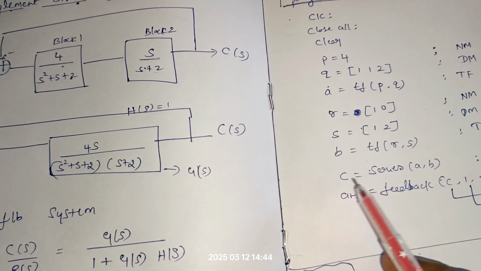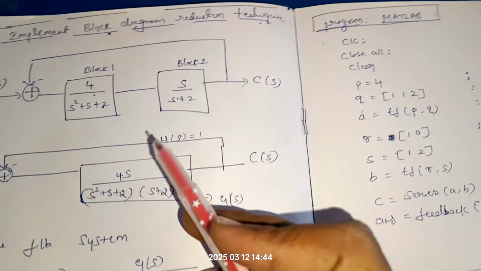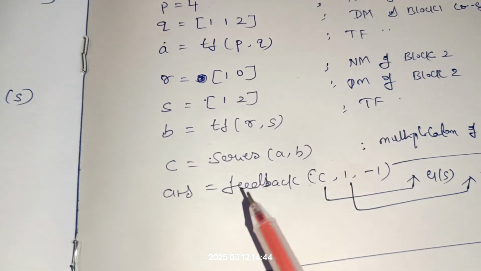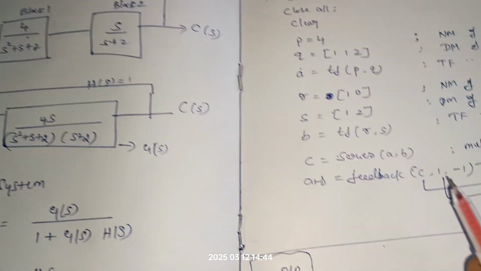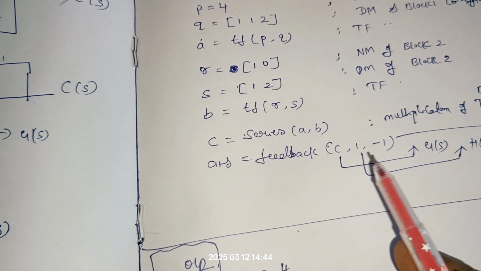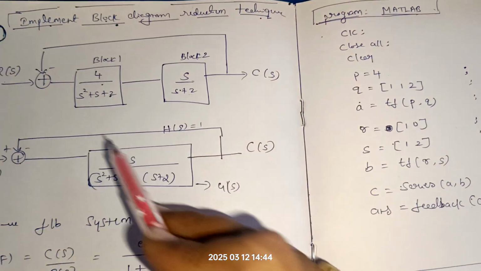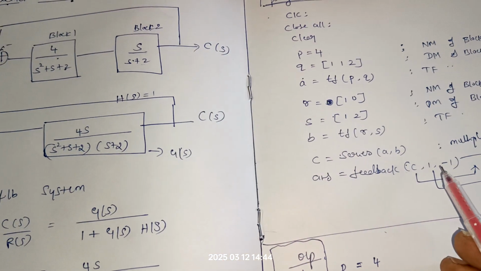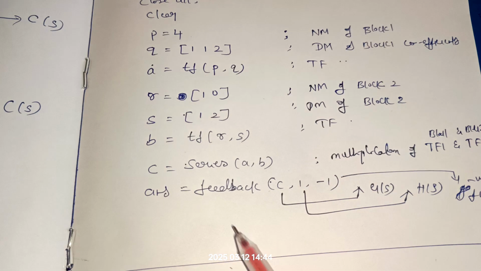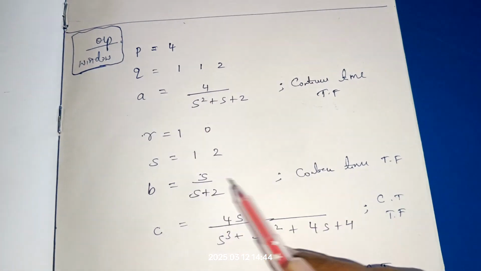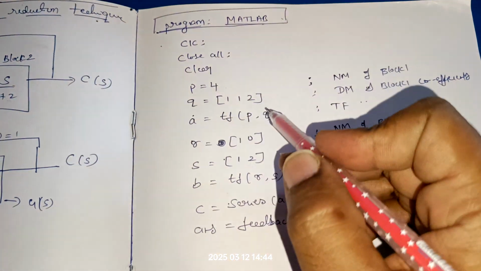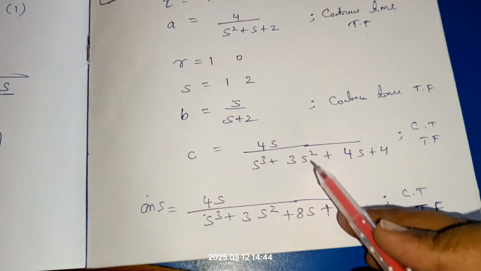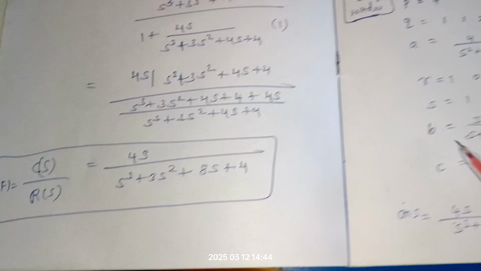Then take the next one as series. C equals, taking some other variable, series of a comma b, since these two are in series. What is a comma b? A means the block 1 output, b means the block 2 output. The last one is the answer. How are we getting the answer? Feedback of c comma 1 comma minus 1. C is series of a and b, 1 indicates feedback, H of s equals 1, and minus 1 indicates negative feedback. If I do it like this, I am going to get the output. So first type these three lines and run, and the last part is this one. Here the theoretical result is matching with the practical.